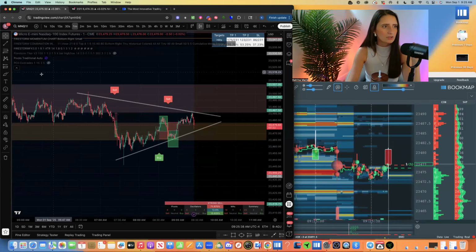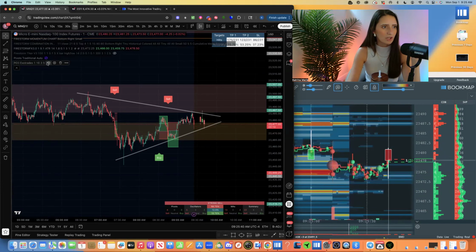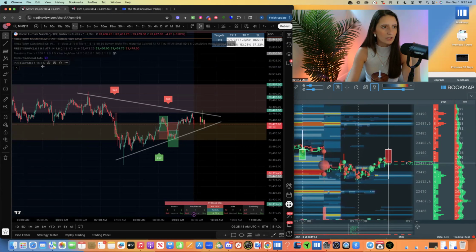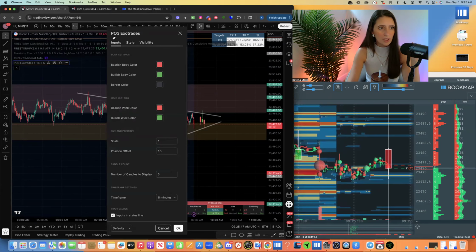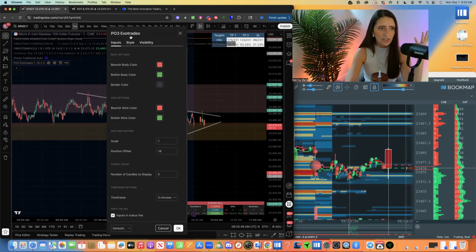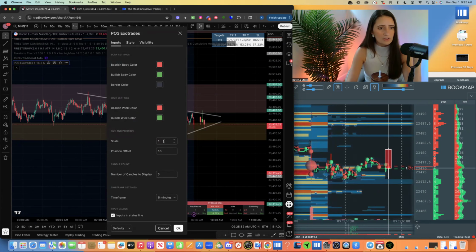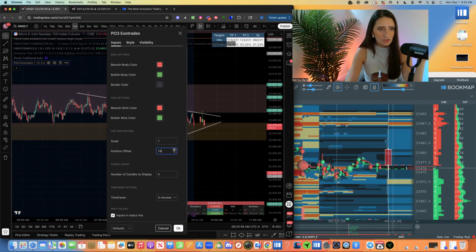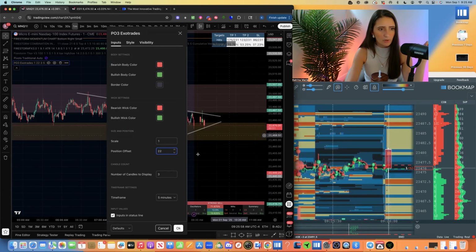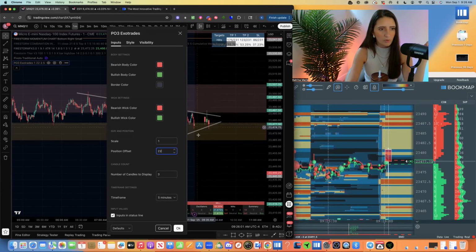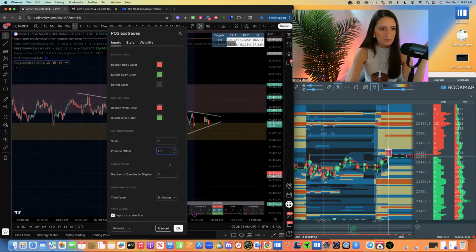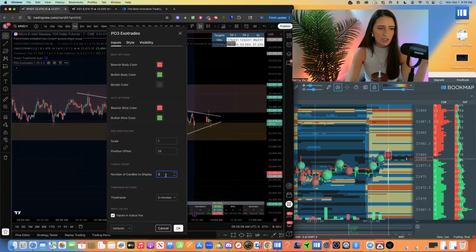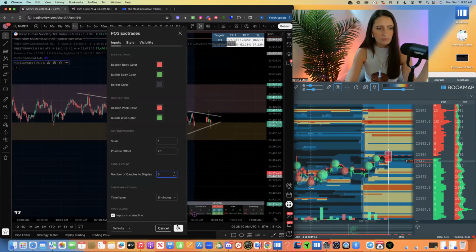Here is an indicator that I found over the weekend. It's called PO3 Exotrades. I left the scale as 1. I put the position offset 16. It just puts it farther away from your chart, farther away from the candle, so there's more space. You could put it up to whatever you want. I did number of candles, 3 candles for the 5 minute chart.